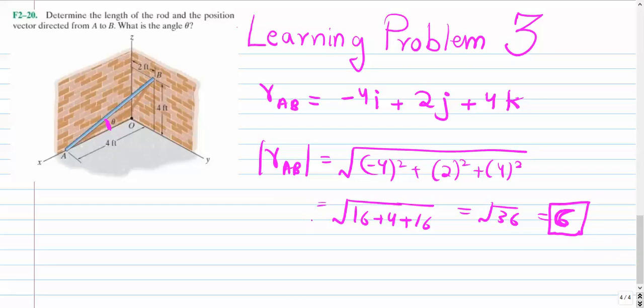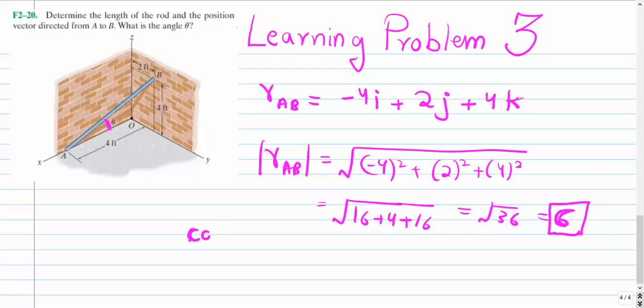So now that we have our length, we can move on to find the angle theta. The first thing to notice in order to solve for the angle theta is that this angle is the angle between the AB position vector and the x-axis. So in order to find this angle, we will use the angle formula.